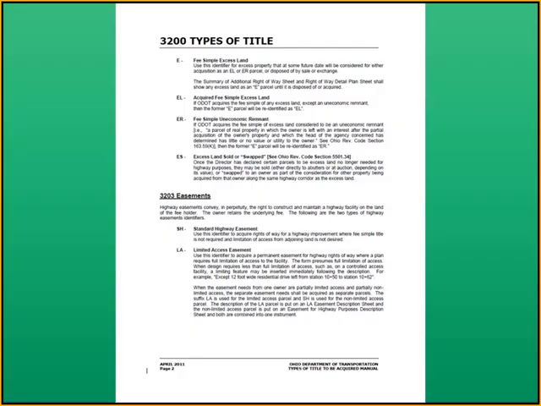So if we go to the right-of-way plan portion of our real estate manual and go to section 3200, it talks about the types of title. And outlined in red is the standard highway easement. And we use this identifier to acquire rights of way for a highway improvement where fee simple title is not required, and limitation of access from adjoining land is not desired.